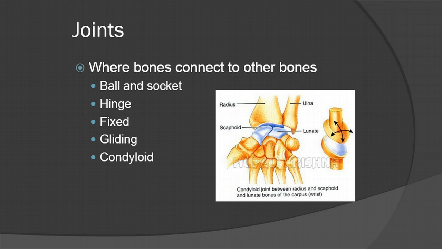A hinge joint is just like a door hinge, where we go in and out, where we can flex and extend, like in the elbow. A fixed joint is basically a joint that isn't really going anywhere. You'll find a lot of these in your hand. Then gliding joints go back and forth across each other. And then condyloid joints, some of which are found in your knees.